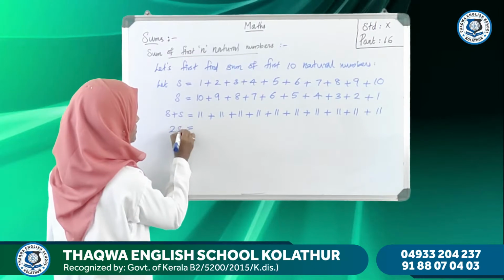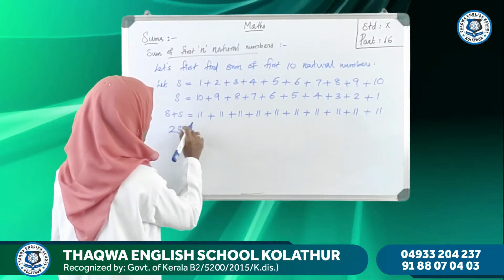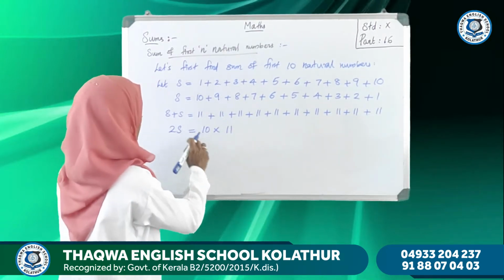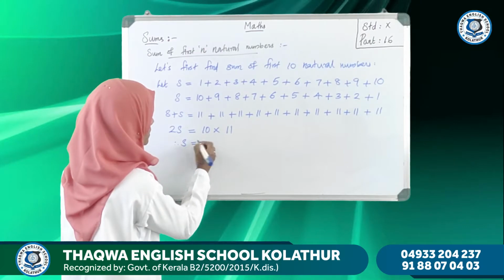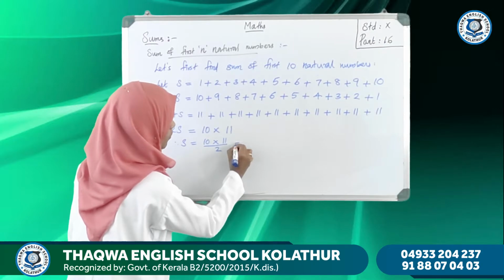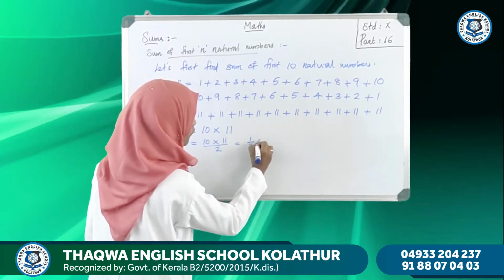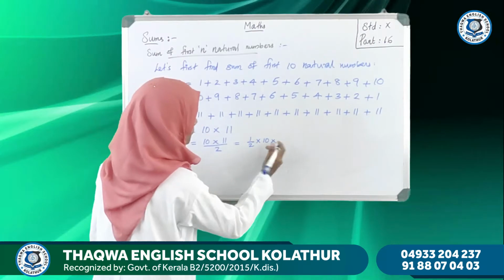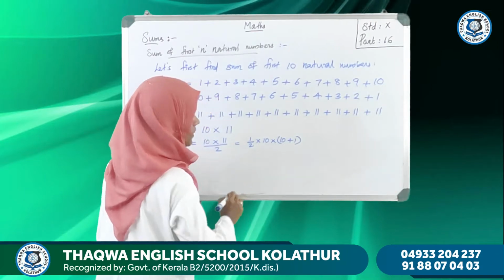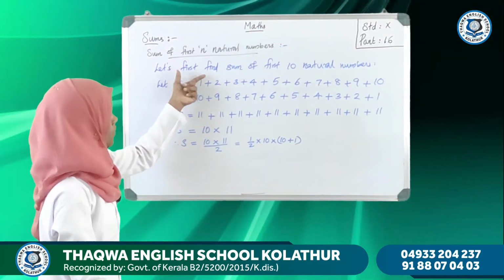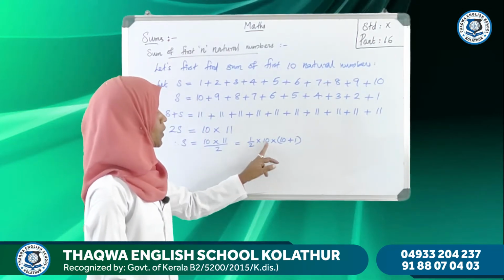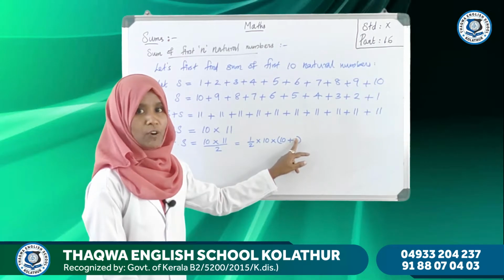So S plus S is 2S. 2S is 10 times 11. So S is 10 into 11 by 2, or we can write half into 10 into 11, where 11 can be written as 10 plus 1. So the sum of the first 10 natural numbers is half into 10 into 10 plus 1.